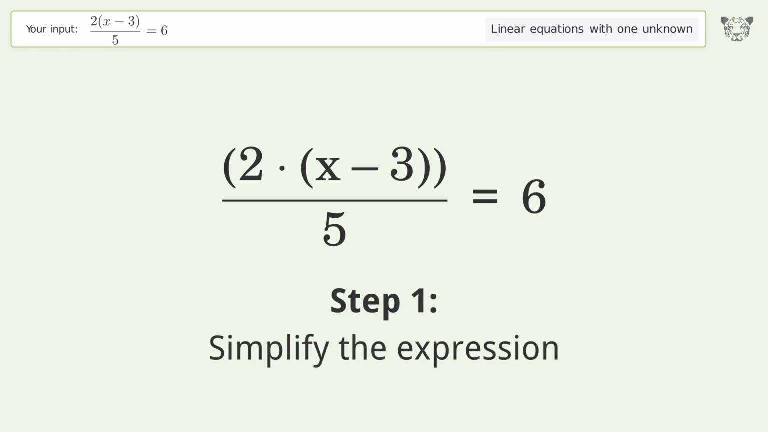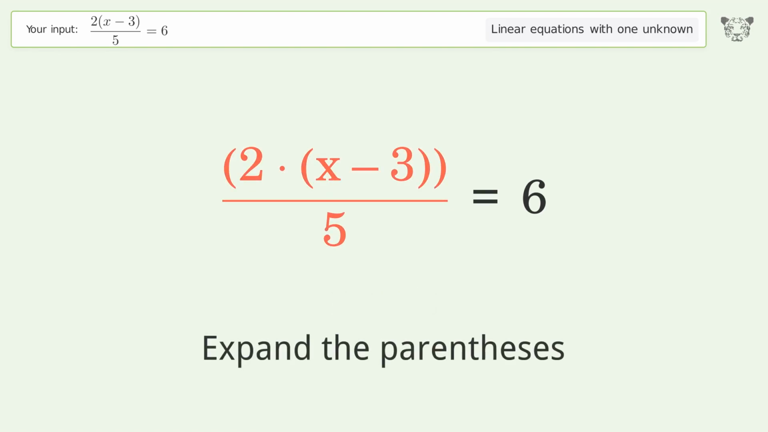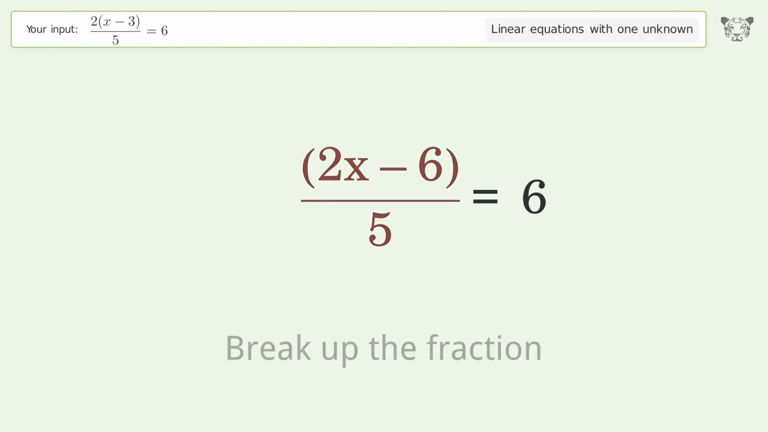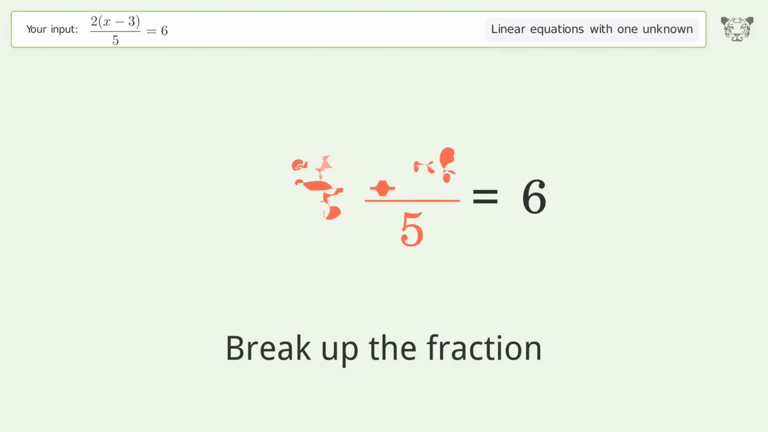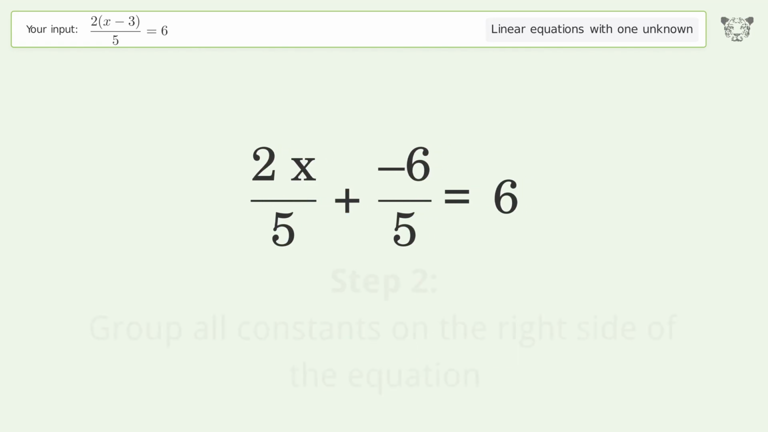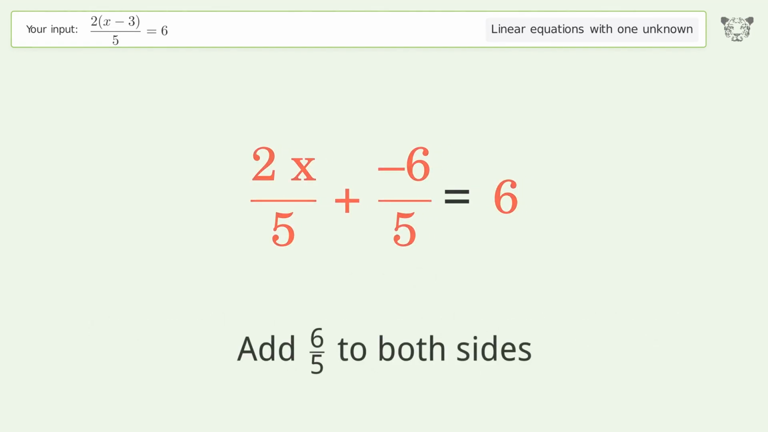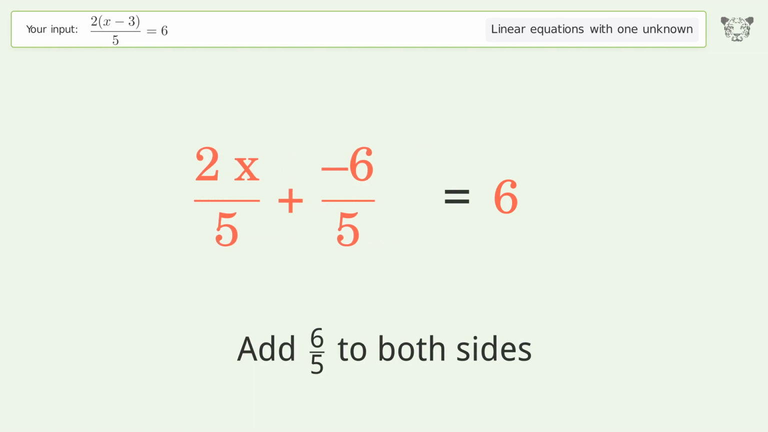Simplify the expression. Expand the parentheses. Simplify the arithmetic. Break up the fraction. Group all constants on the right side of the equation. Add 6/5 to both sides.